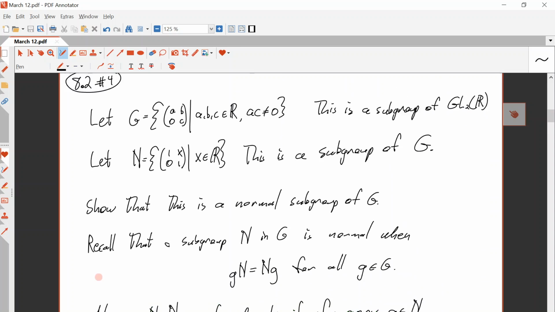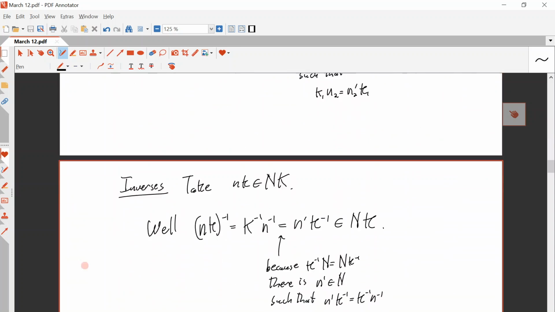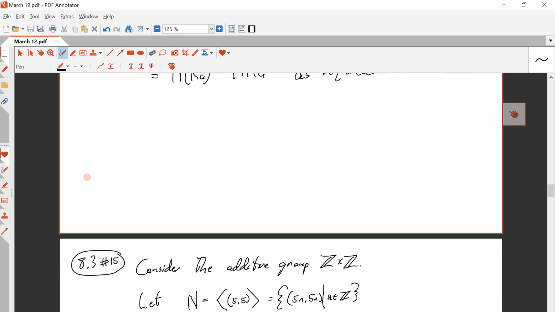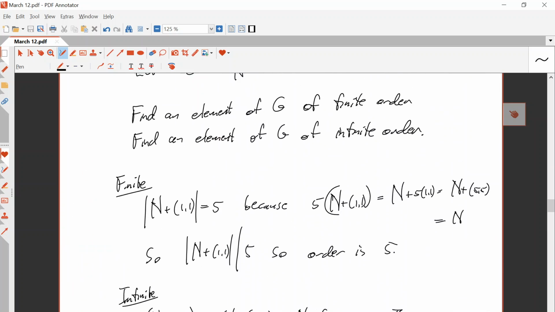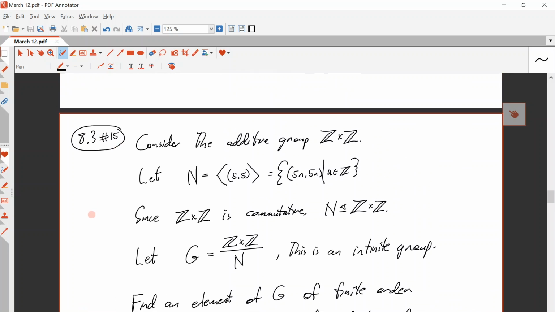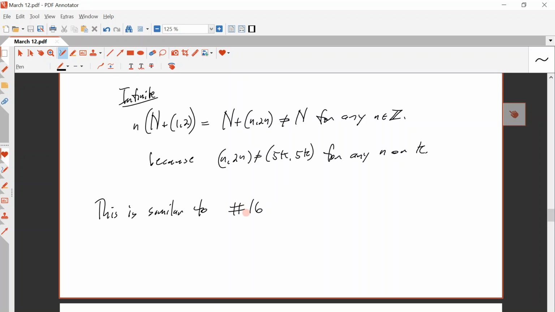We've got 8.2 number 4, 8.2 number 20, 8.3 number 15. 8.3 number 15 is like 8.3 number 16. That's one of the homework problems to hand in from section 8.3. So you can take a look at that.